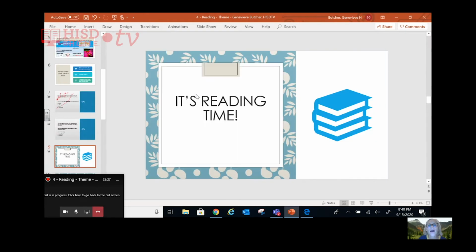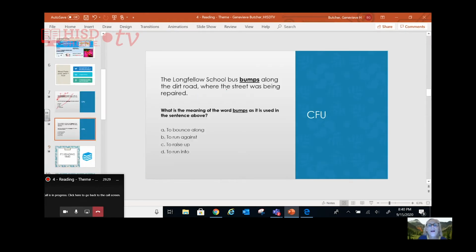Let's find out. Here we are. The Longfellow school bus bumps along the dirt road where the street was being repaired. What's the meaning of the word bumps as it's used in the sentence above? Go ahead and make your choice. A, to bounce along. B, to run against. C, to raise up. Or D, to run into.